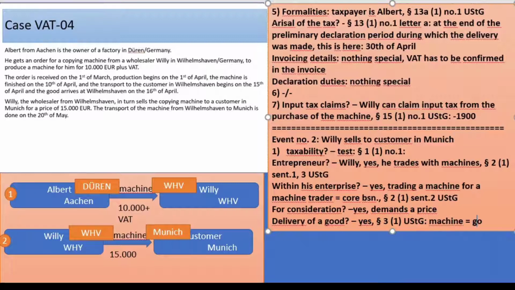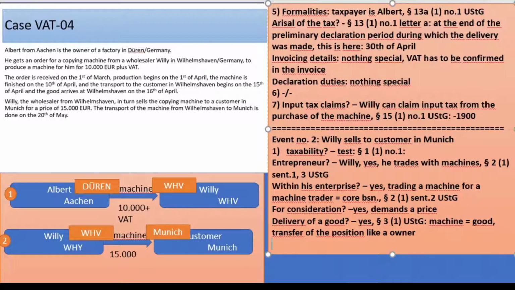The machine is a good, and we have transfer of ownership, or more correctly, transfer of the position like an owner. This is a different expression, and the difference is that, for example, if you sell stolen goods, the buyer can never become legal owner, but nevertheless you have transferred the position like an owner, because the buyer will think he's the owner, everybody will think he's the owner, probably under normal circumstances nobody ever finds out.